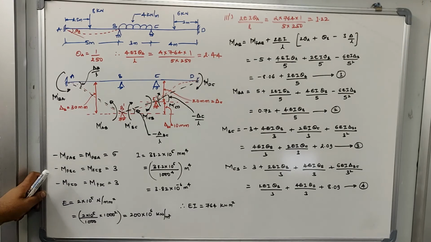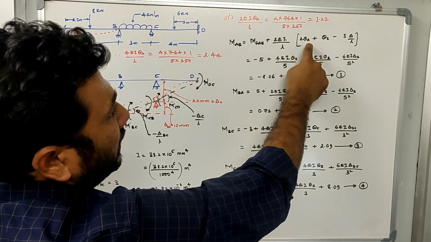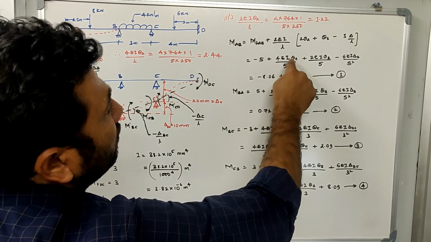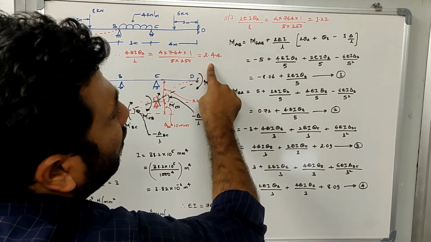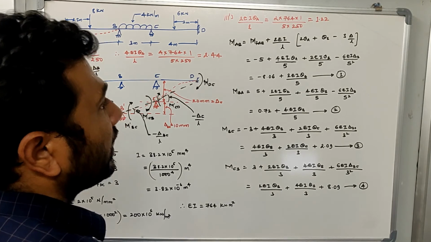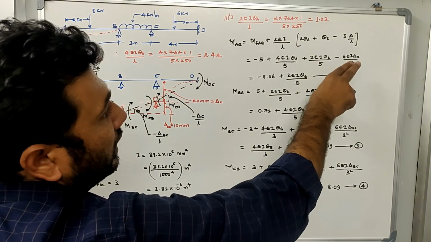Okay, see here. So 2EI by L into 2 theta A will be equal to 4EI theta A divided by 5. We have already calculated 4EI theta A divided by 5, which is 2.44, and I can substitute it in this equation over here. Now as we know EI theta B is unknown, so it will remain the same.